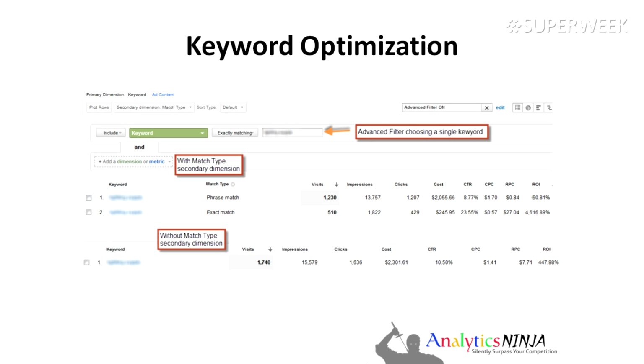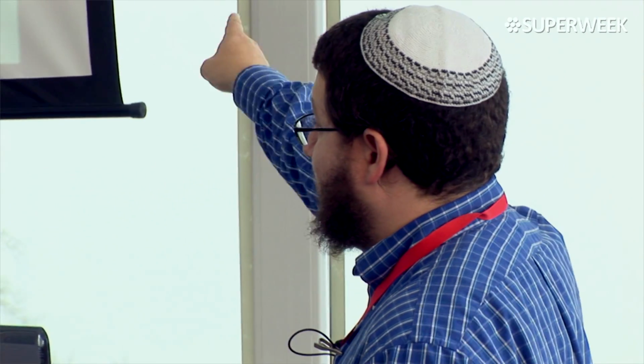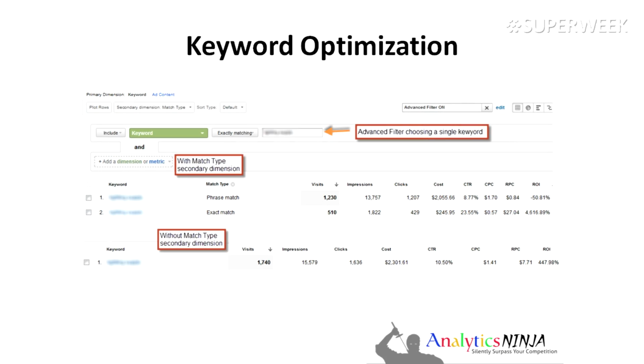Okay, now we're going to move on to optimizing keywords. Something that's critical to keep in mind in Google Analytics is that a keyword in the AdWords report does not contain match type. Okay? A keyword in AdWords always contains match type. So if I just look at keywords, I'm going to look at the bottom row, right? Just the keyword. I don't have a secondary dimension, right? I see the number of visits, the cost, its ROI, right? But I can't make decisions based upon that because I don't know how to bid. Is that my keyword in broad match? Is that my keyword in exact match?